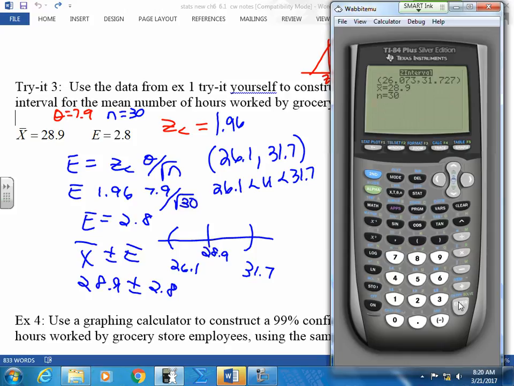So you're going to get the same exact interval as this. Now the only thing, your calculator, there's a couple of things it doesn't do. It doesn't find the ZC. It doesn't tell you the ZC. Internally, it did find it. It also doesn't tell you what your margin of error is. So without your formula, you're going to work yourself backwards.